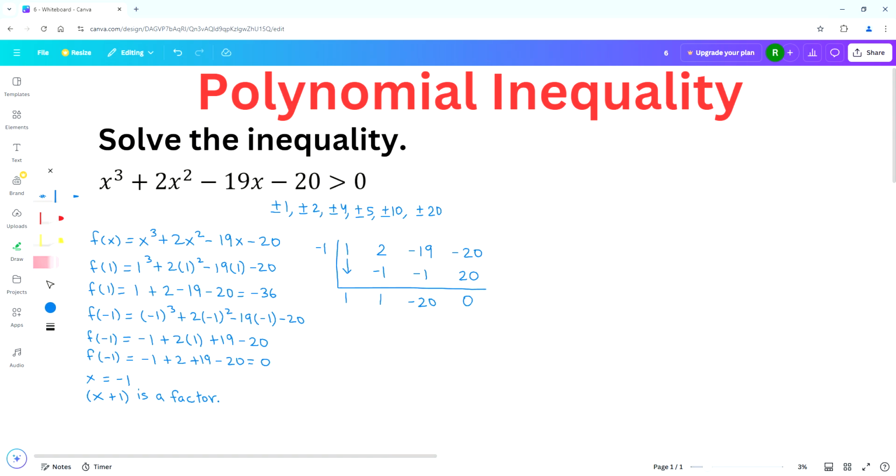The degree of the cubic polynomial is 3. The degree of the first factor x plus 1 is 1. So the degree of the quotient for this polynomial division should be equal to 3 minus 1, which is equal to 2. We use the first three numbers from this synthetic division for the quotient. So we assign x squared to the first one, x to the next one, and negative 20 is the number term in the quotient. Now we can write the given inequality in partially factored form as we start with the first factor x plus 1 times the quotient.